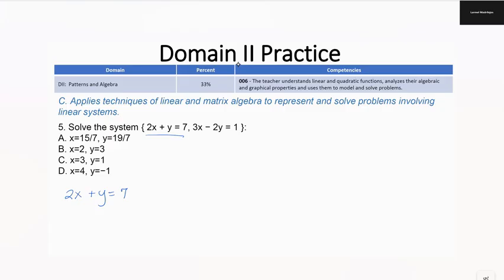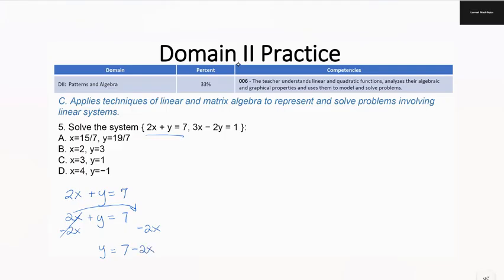So the given, let me rewrite this, is 2x plus y equals 7. If I solve for y, I'm going to move this number to the other side of the equation. I'm going to take the inverse of positive 2x, which is negative 2x. So subtract 2x on both sides. So you do the equality. My new equation is going to be y equals 7 minus 2x.